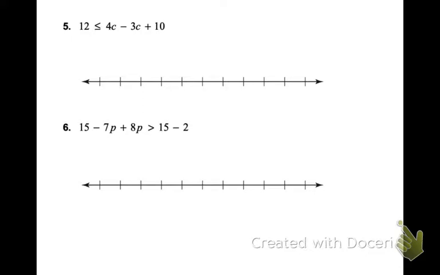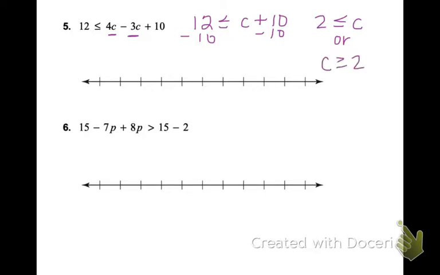So we have 12 is less than or equal to 4c minus 3c plus 10. We have some like terms here that we want to combine first and rewrite it. We have less than or equal to c plus 10. Now we just have a one step, so we'll subtract 10 from both sides, and we'll get 2 is less than or equal to c. Or you could flip it back, reflect it, however you want to call it, and say c is greater than or equal to 2, but we know that in this case the arrow is going to point to the right.